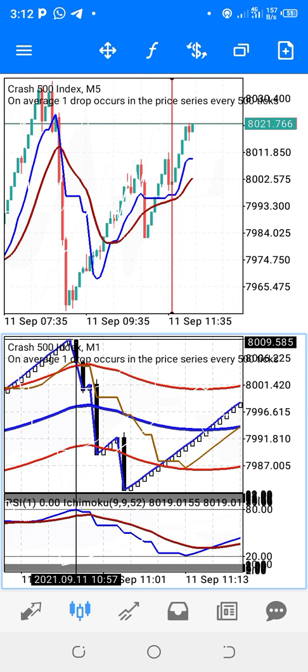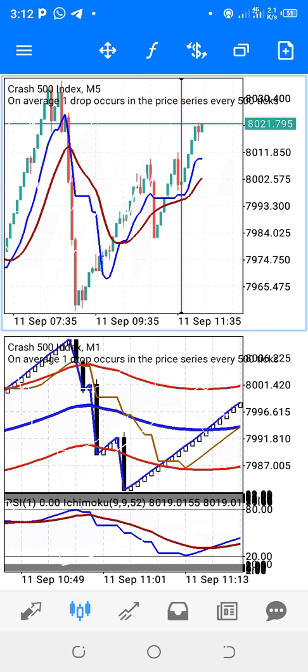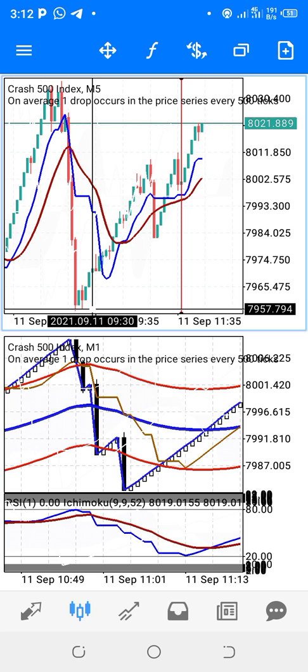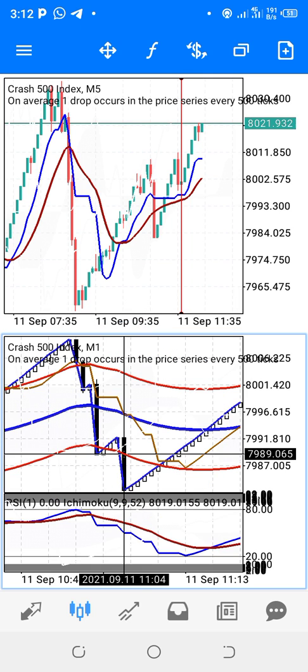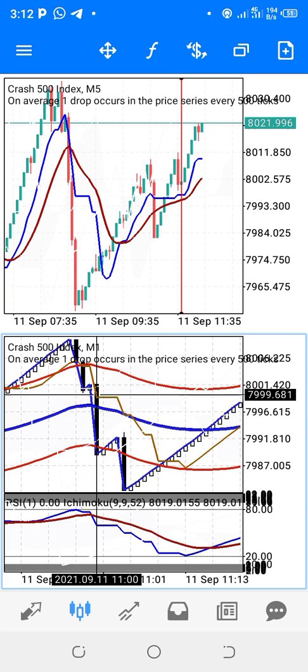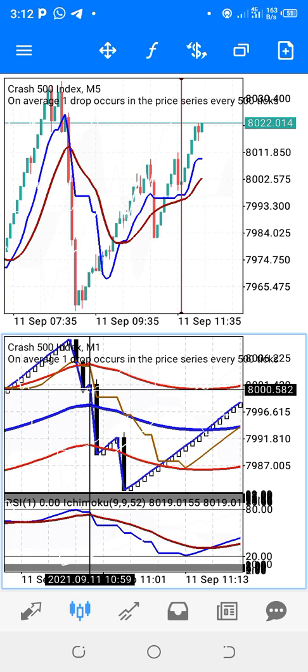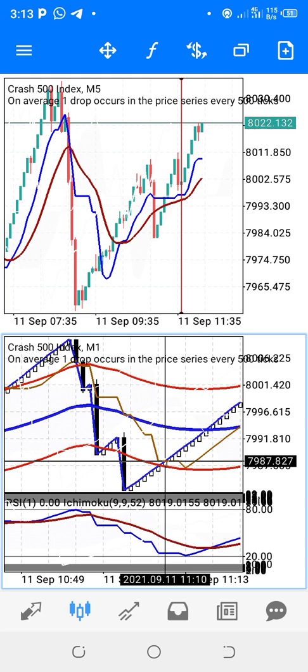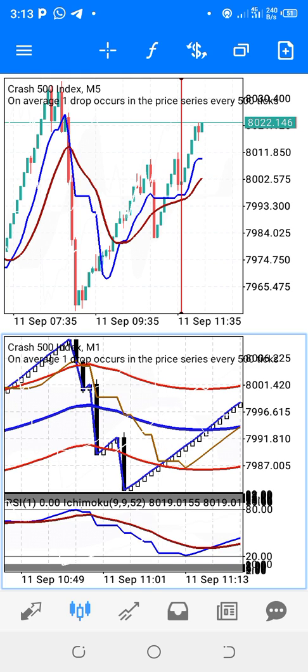Once the market in the 5 minutes time frame has gone below the two lines, you come to the 1 minute time frame here. Then every time the market touches the Ichimoku, you enter its spikes. Every time it touches the Ichimoku, you enter its spikes. And then when it crosses above like this, you may exit.